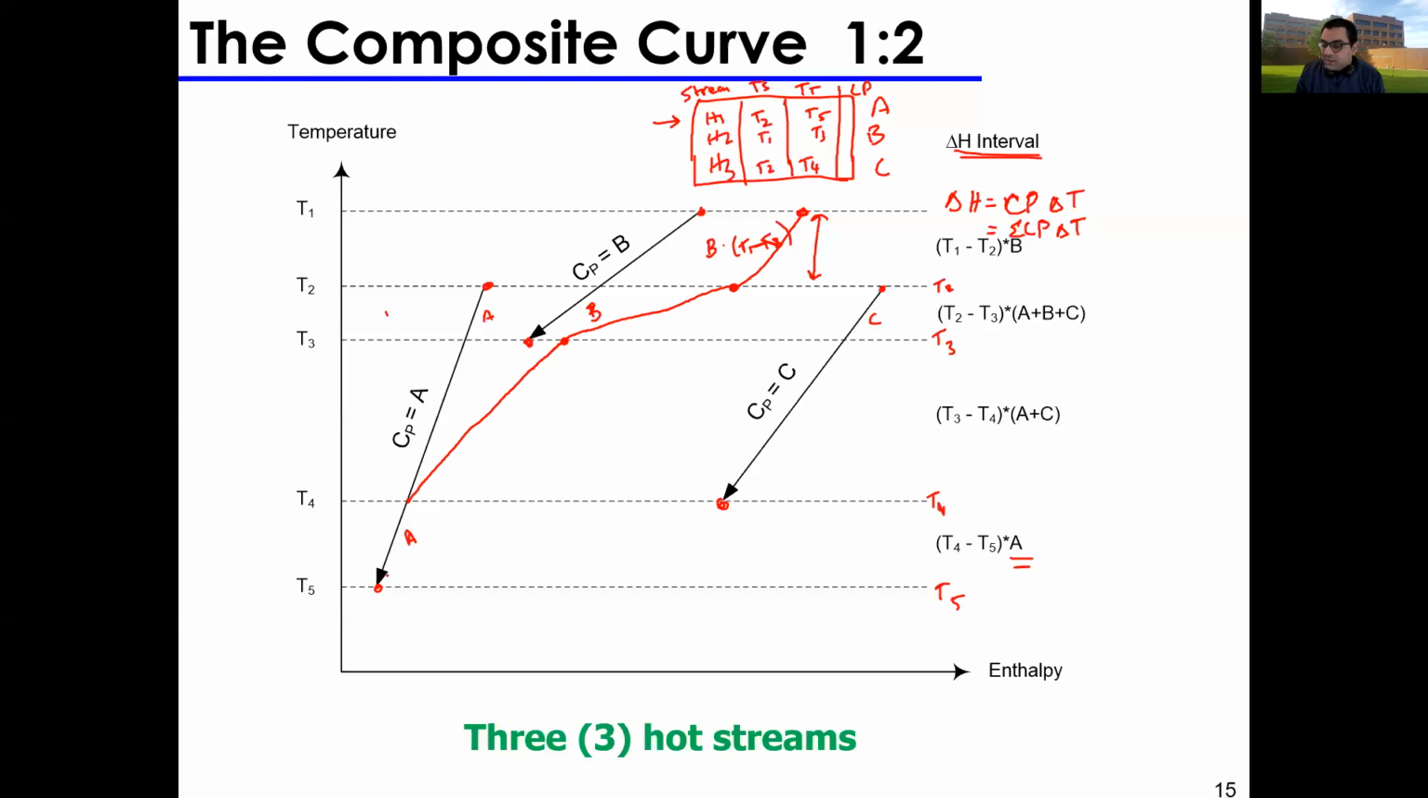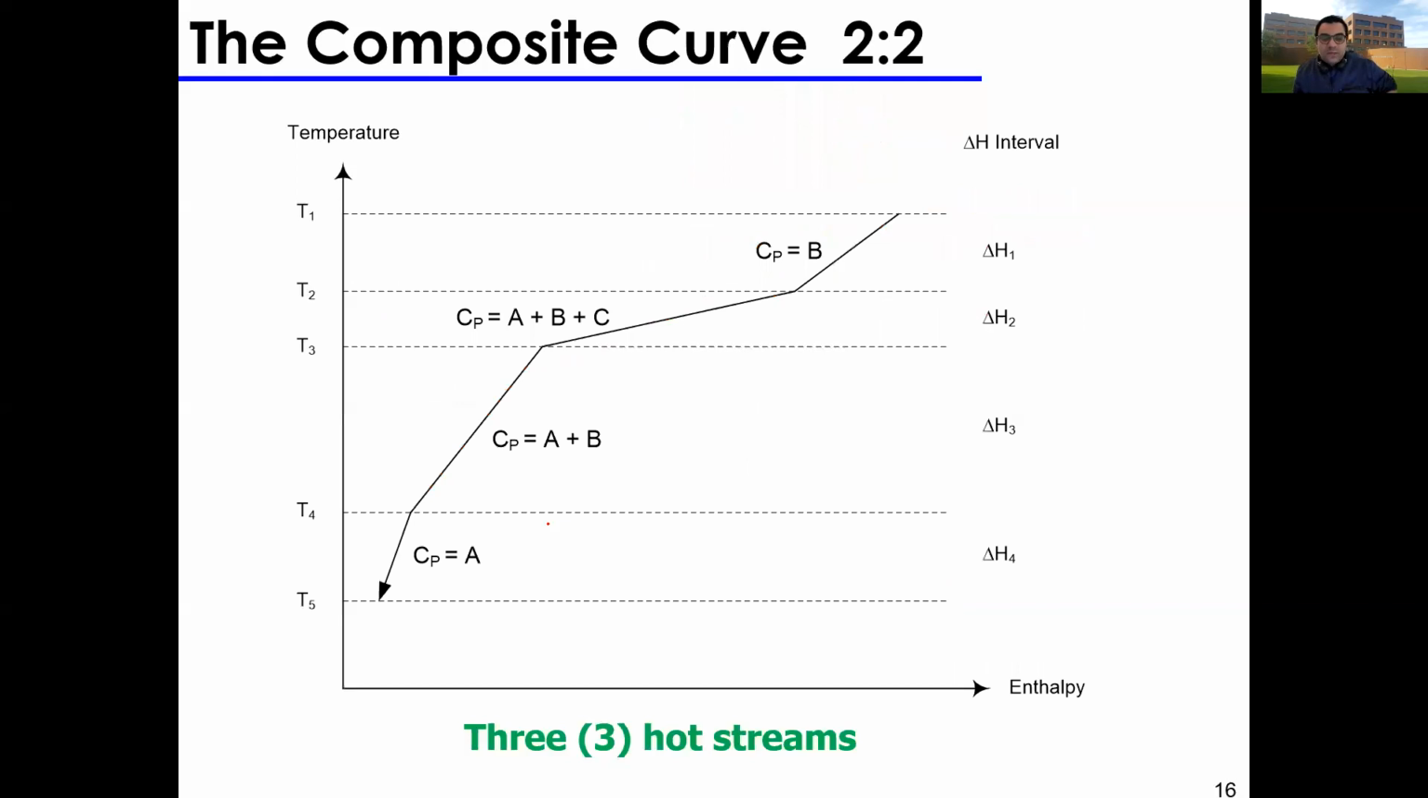So what I did in this case, I just linked the 3 lines into 1 line, and this is called the hot composite curve, right? And this is what is shown here. So what I did is I basically just connected these lines by looking at the summation of CP at each interval.